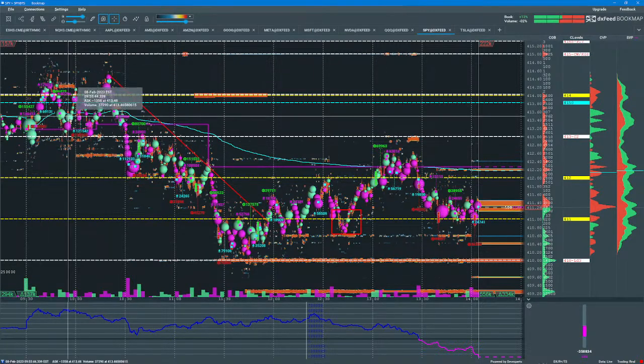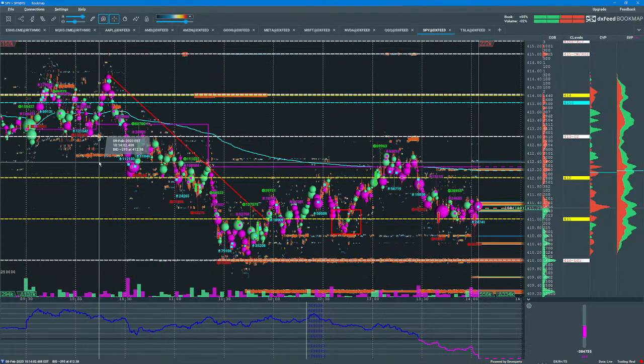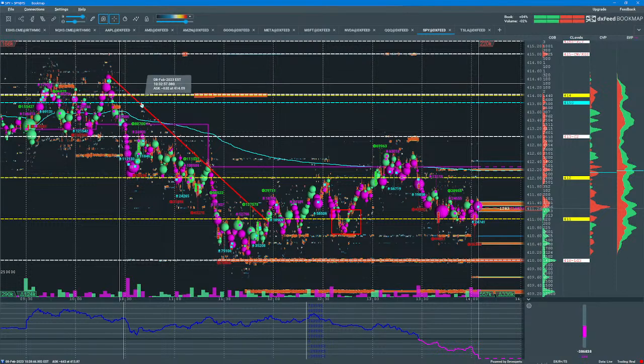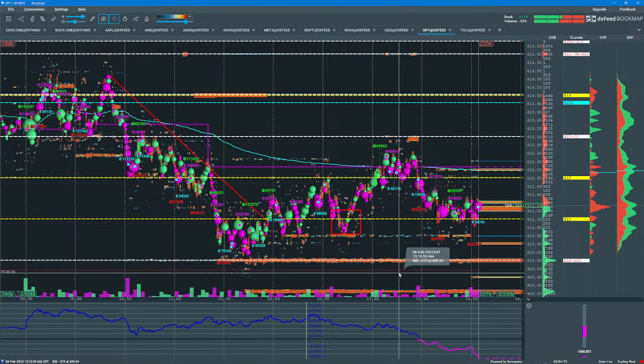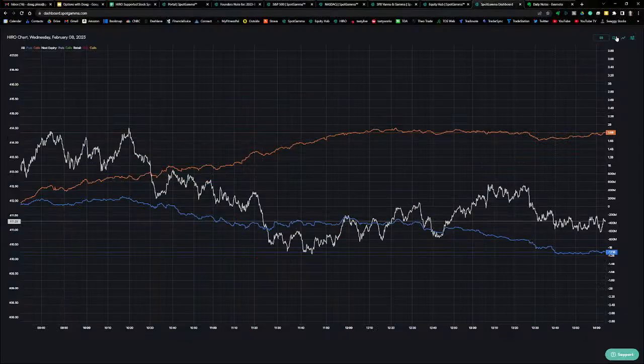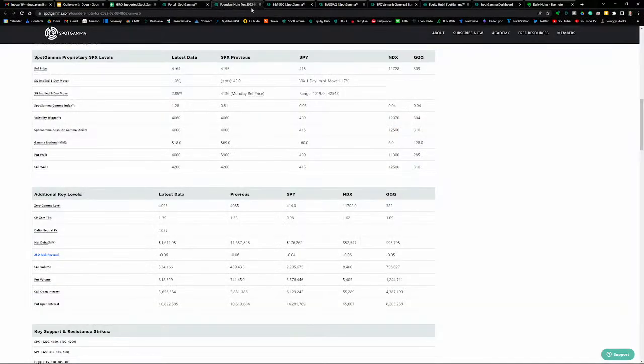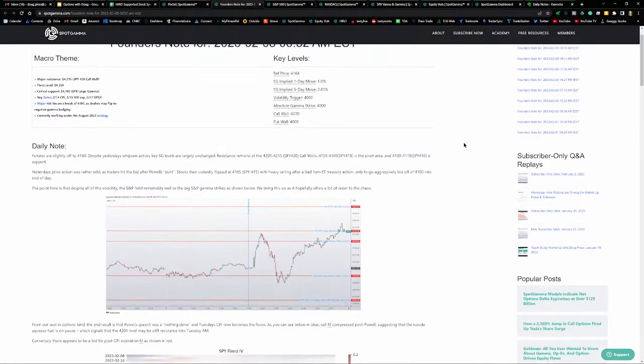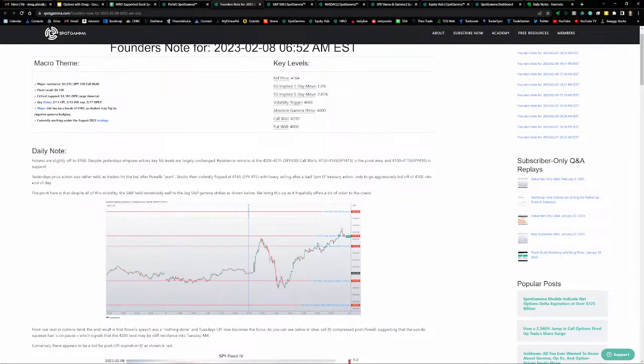So there were some long scalps in the morning, and there was that short setup and the reversal just above the 410 support level. And let me just show you where I get that. Let's go back to, here's the AM Founders Note, and this is what I'm looking at here.